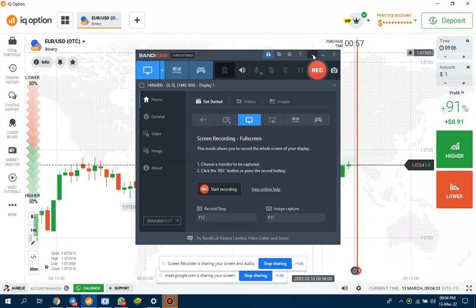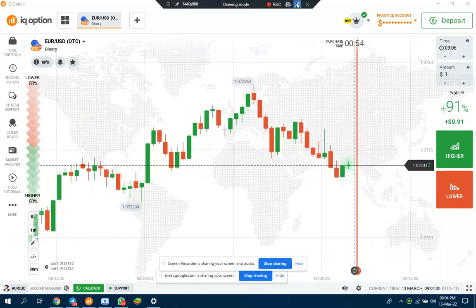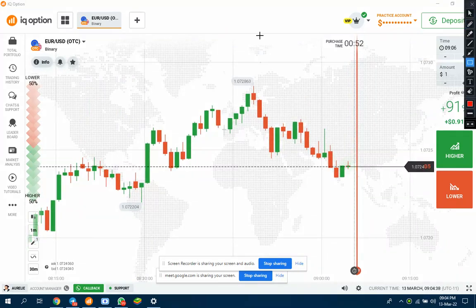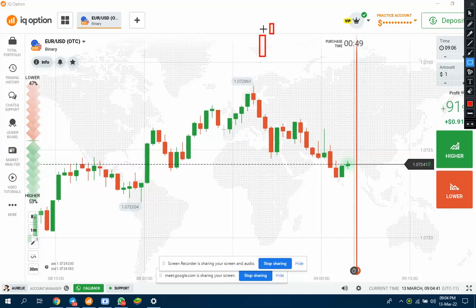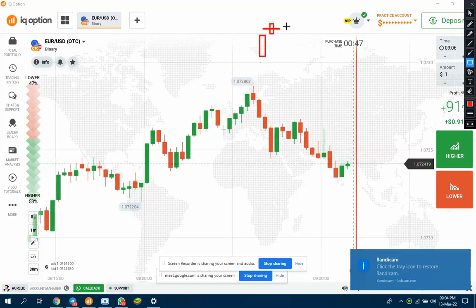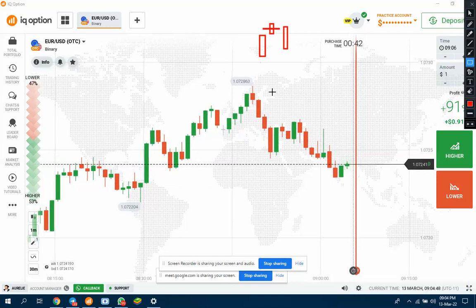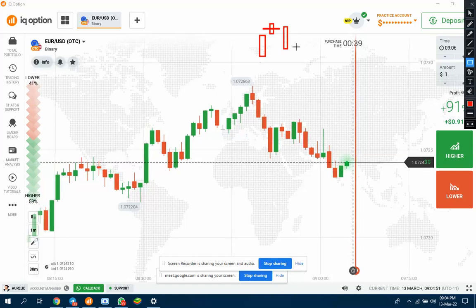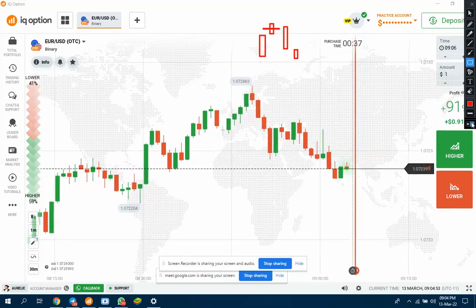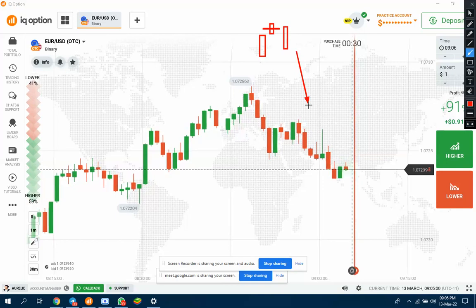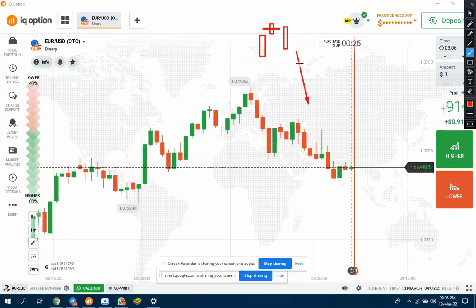Now you may ask me, what exactly am I talking about? I'm talking about a situation whereby you saw an evening star pattern. This is what we call evening star pattern. Then you decided to place a trade using this pattern. The market's next direction should be down, right? But this can only work for you, especially in forex, not binary. This cannot work for you in binary.